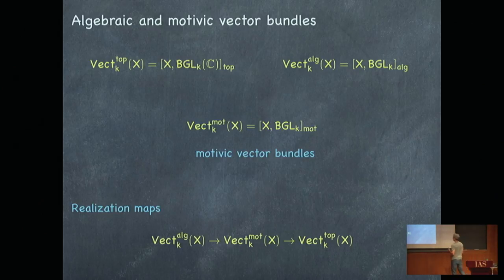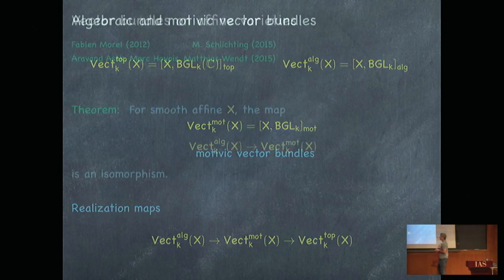So the question, does a topological vector bundle have an algebraic structure, is: can something here be lifted all the way to here? One can try to break this problem into two by lifting it to motivic homotopy theory and from there to algebra.